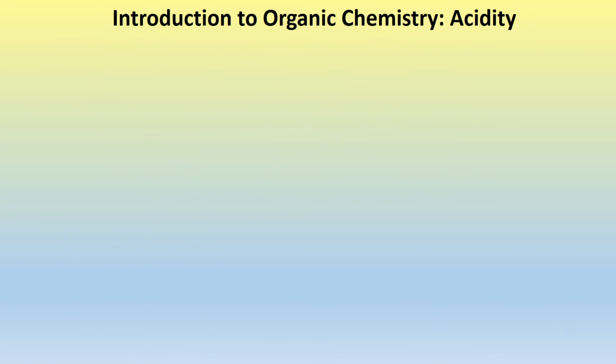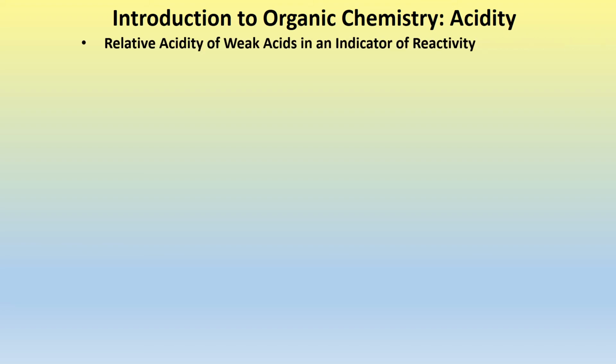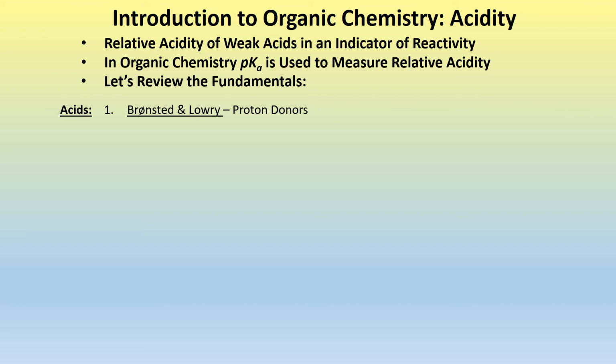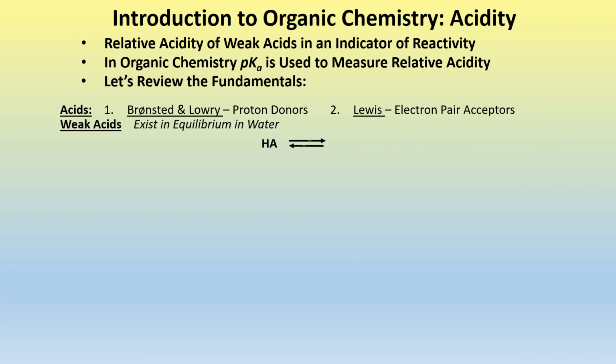Since all carboxylic acids are weak acids, it would pay to look at the relationship between relative acidity of weak acids and their reactivity. In organic chemistry, the pKa value is used to measure relative acidity. So let's review the fundamentals. Acids, according to Bronsted and Lowry, are proton donors, or according to Lewis, are electron pair acceptors. Weak acids exist in equilibrium in water with the conjugate weak base, HA in equilibrium with H+ plus A-.